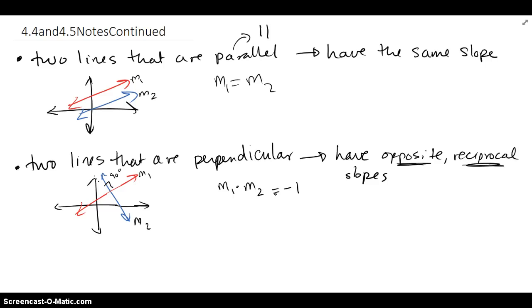Again, they have to be opposites of each other because their rise and run are in different directions, and they have to be reciprocals of each other as well. And for perpendicular, we're going to use the notation like this. That means the two lines are perpendicular.